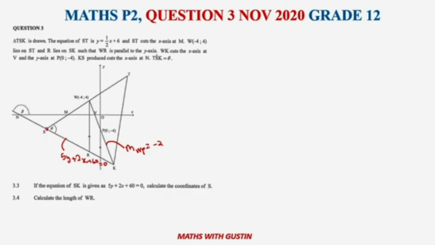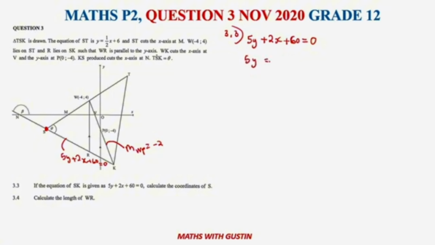Coordinates of K. K would be here, which is the point of intersection between SK and also ST. All right, so let's come here, say 3.3, and we deal with this question. Great stuff. Let's start with SK and simplify it. It's given by 5y plus 2x plus 60 is equal to 0.